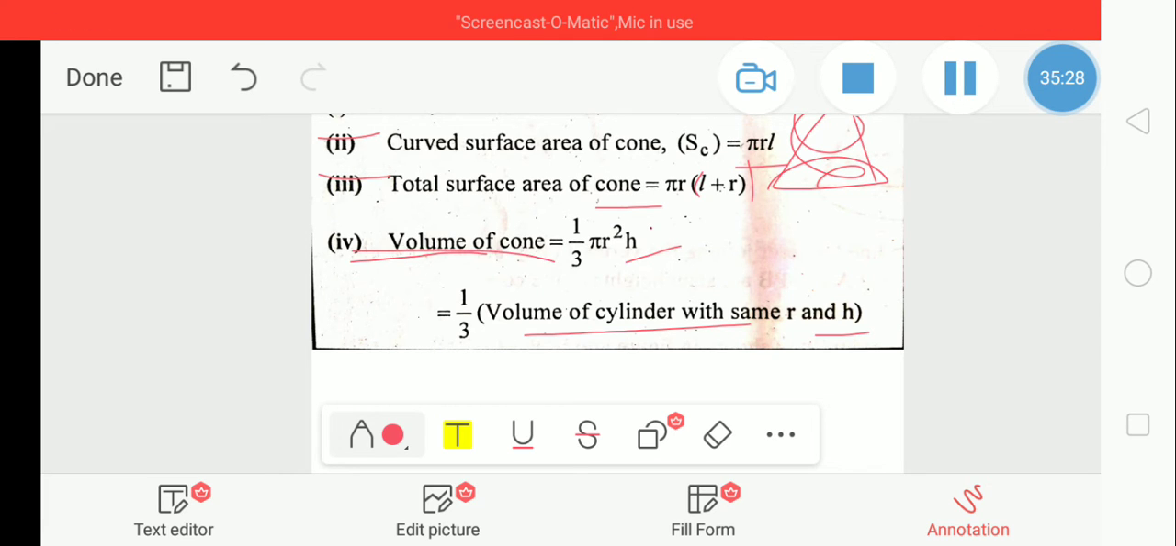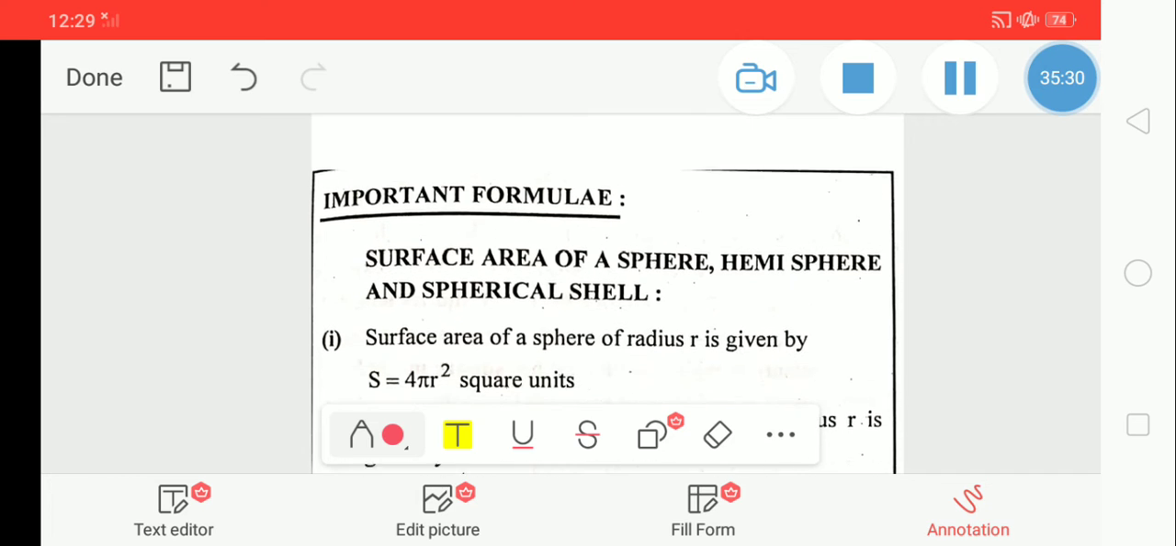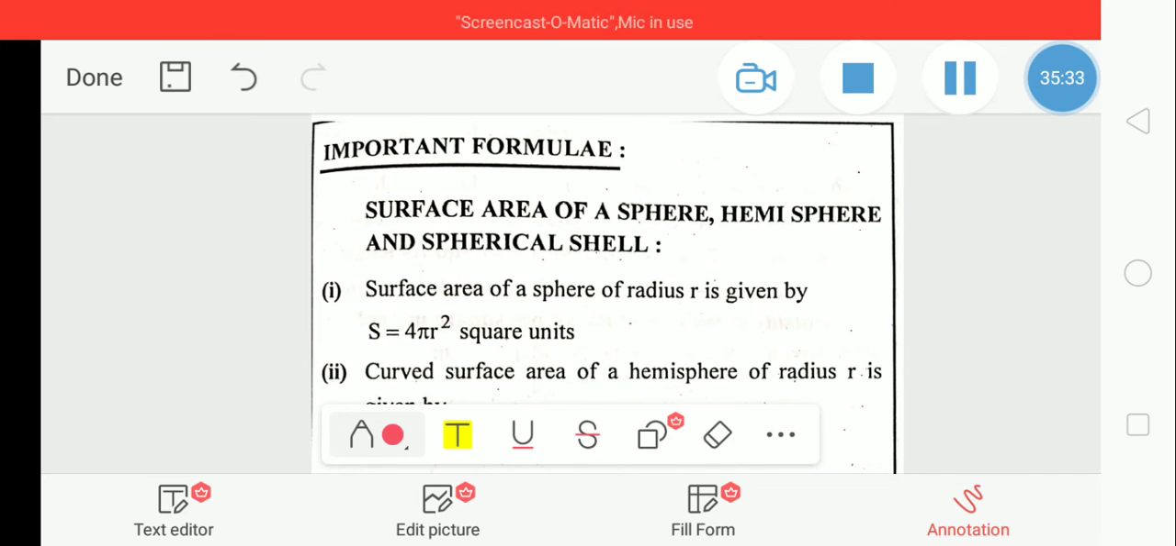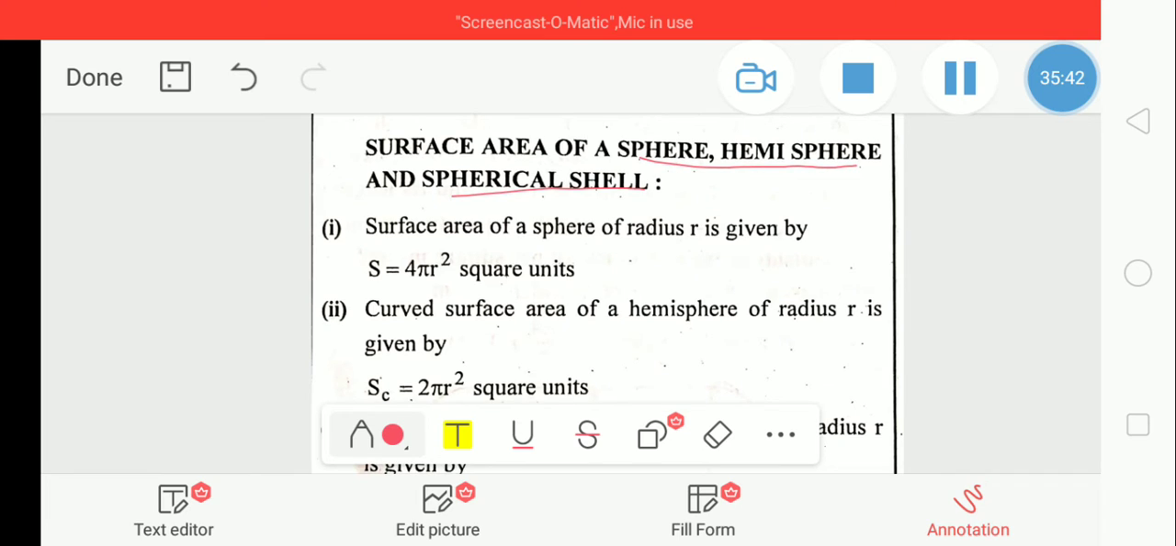So they use volume of cone. Now we are also studying sphere, hemisphere and spherical shell. So surface area of a sphere of radius r is given by S equals 4 pi r square unit, and curved surface area of hemisphere, that is half of the sphere, that is 4 pi r.